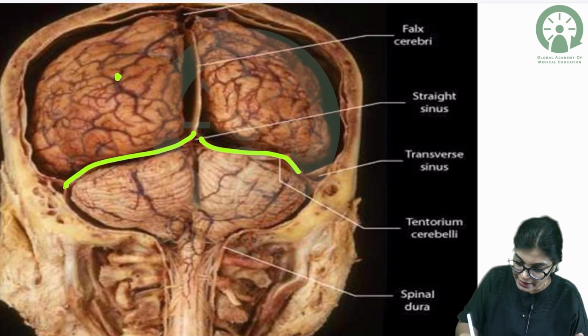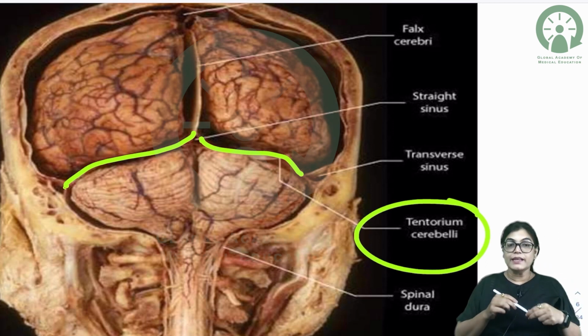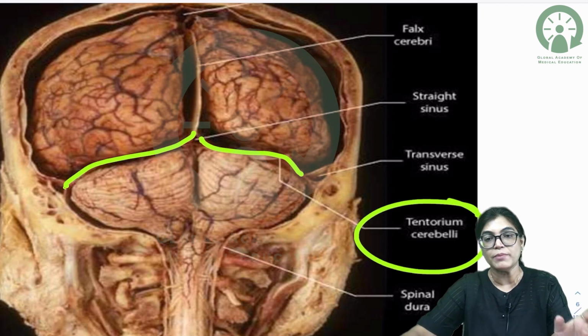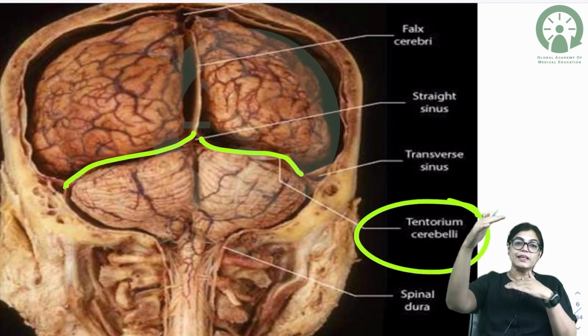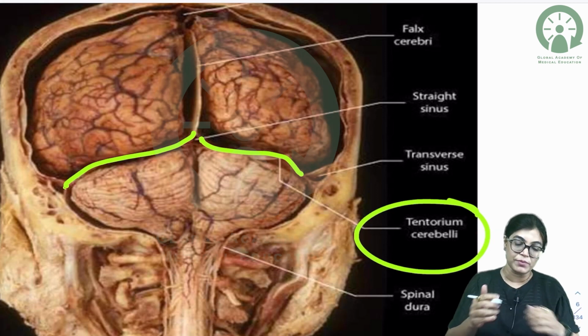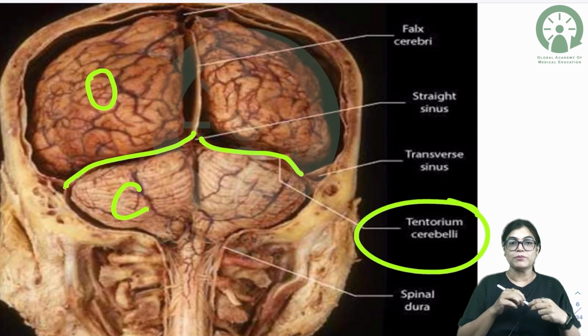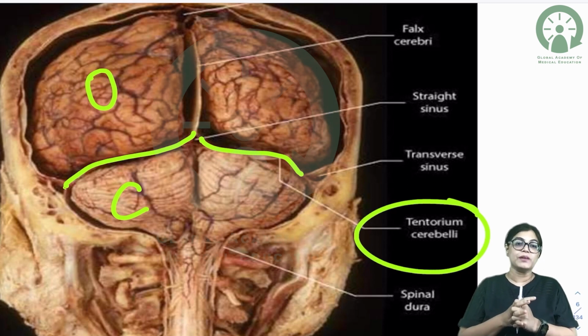So this is exactly the tentorium cerebelli, and what you can appreciate in this diagram is that the tentorium cerebelli is a tent-like structure, and it is forming a suppression. Superiorly, there is the occipital lobe of the cerebral hemisphere, and inferiorly there is the cerebellum. So it is protecting the cerebellum from the pressure or the weight of the occipital lobe of the cerebral hemisphere.